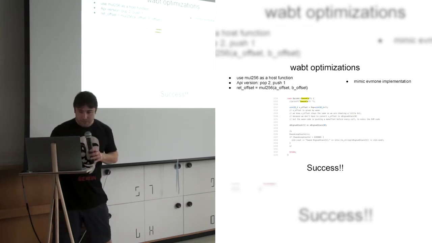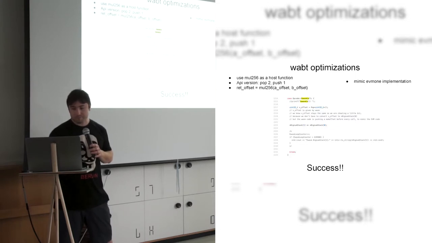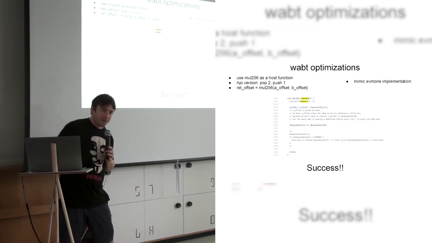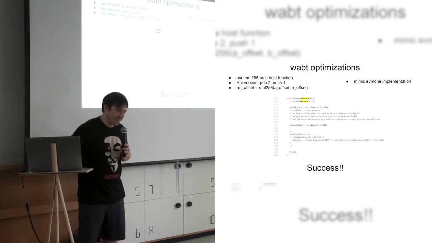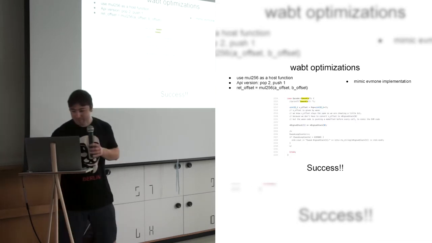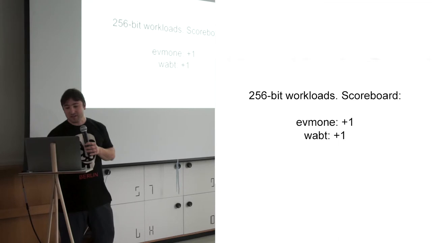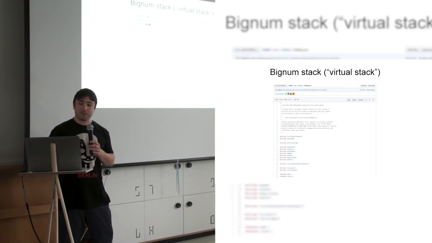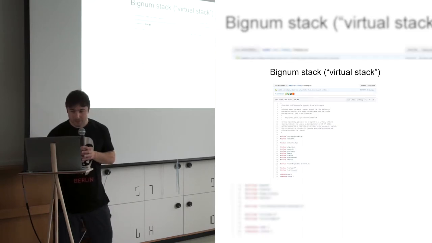And yeah, so we finally have Wasm beating EVM on multi 256. Although now there are more optimizations on EVM1 that make it even faster. So maybe it's this back and forth. But the scoreboard is at least even on that one. So, a little bit more into this big num stack.